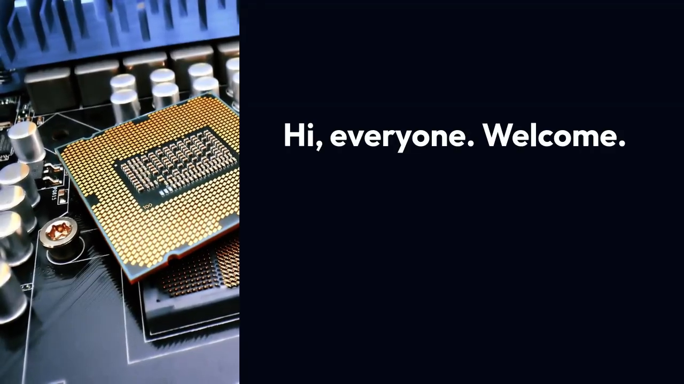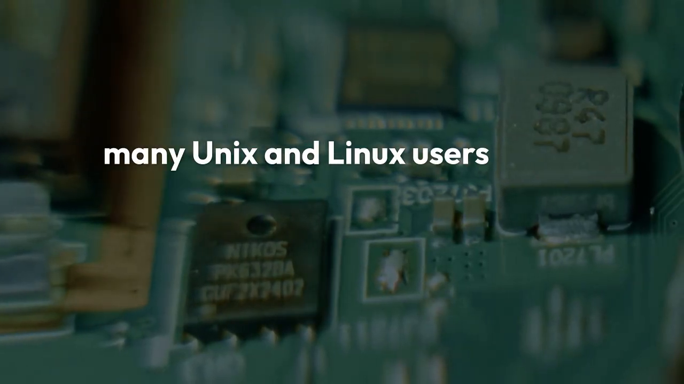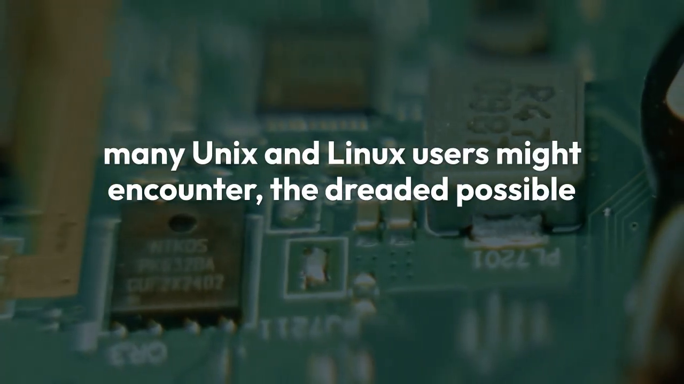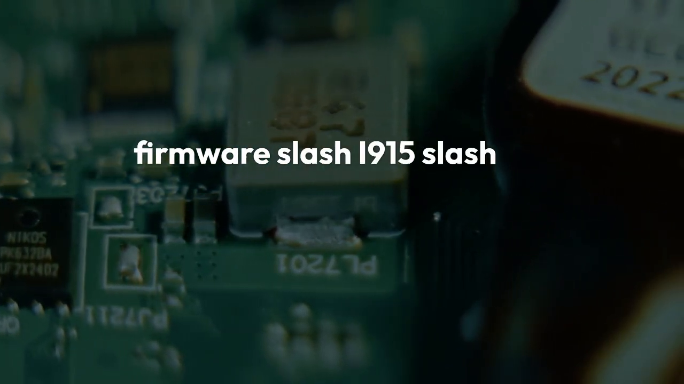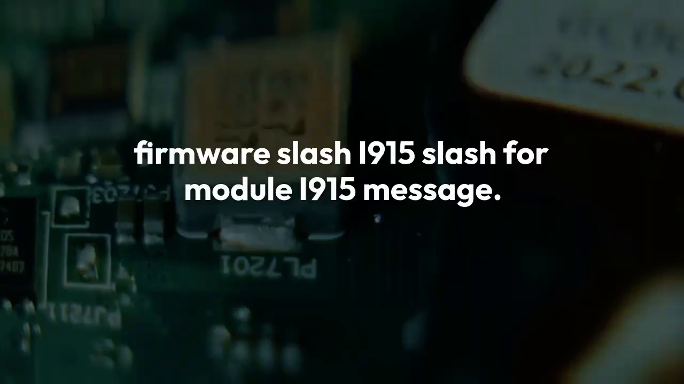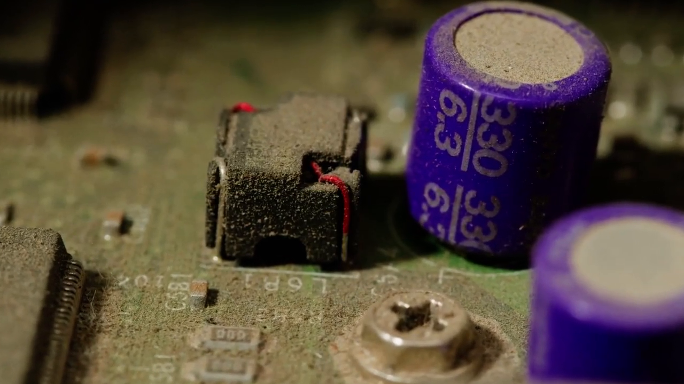Hi everyone, welcome. Today, we are tackling a common issue many Unix and Linux users might encounter, the dreaded "possible missing firmware /lib/firmware/i915/ for module i915" message. This error can be confusing, but don't worry, it's usually straightforward to fix.